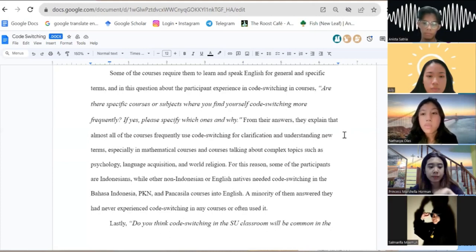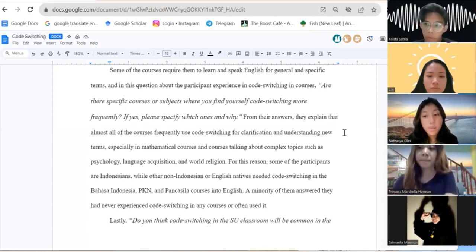From their answers, they explain that almost all courses frequently use code switching for clarification and understanding of new terms, especially in mathematics courses and courses talking about complex topics such as psychology, language acquisition, and world religion. And from this question, some of the participants who answered are from Indonesia, while others who are not Indonesian or native English speakers had to switch from Bahasa Indonesia to English during the Kewarganegaraan or PKN or Pancasila course.